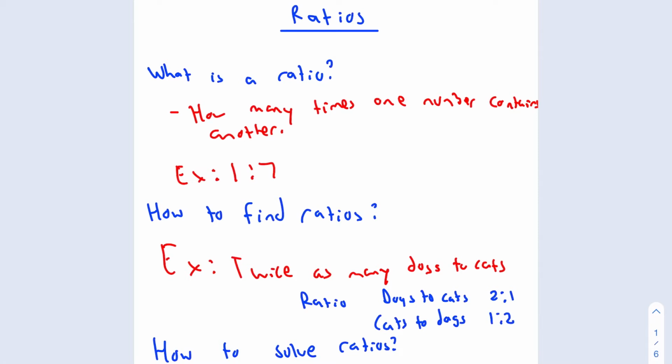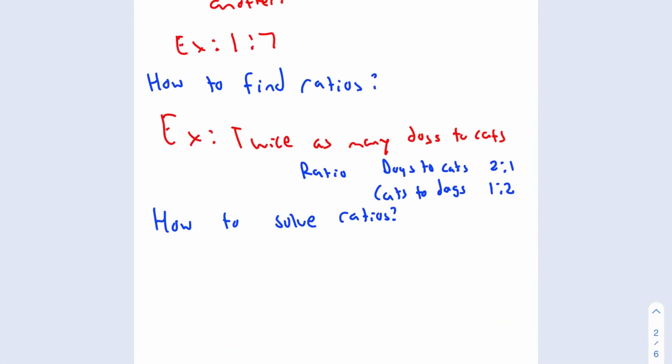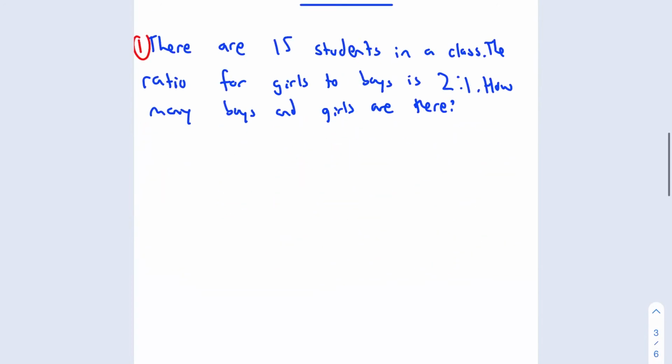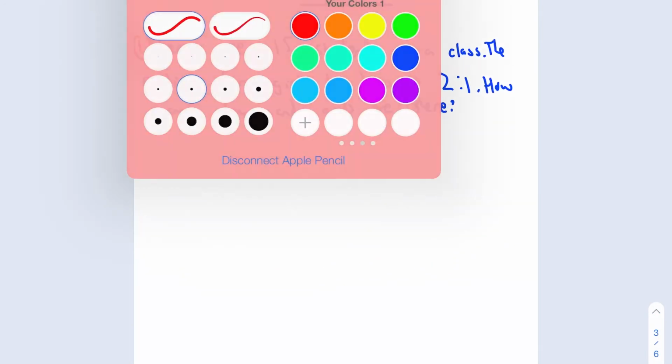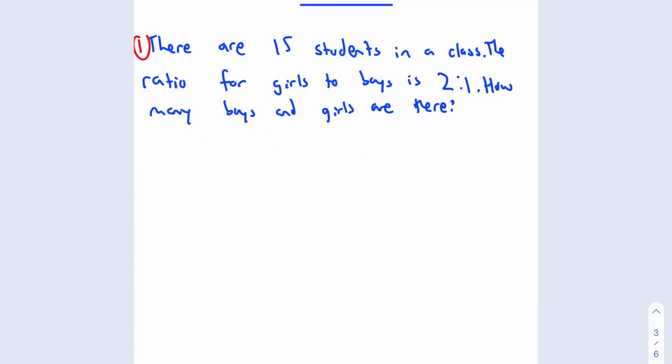Okay, so lastly, we'll be learning about how to solve ratios. I've given 3 examples down below that we will look at now. So the first example: there are 15 students in a class. The ratio for girls to boys is 2 to 1. How many boys and girls are there? So we were given the information: there are 15 students in a class, and the ratio is 2 to 1 for girls to boys.